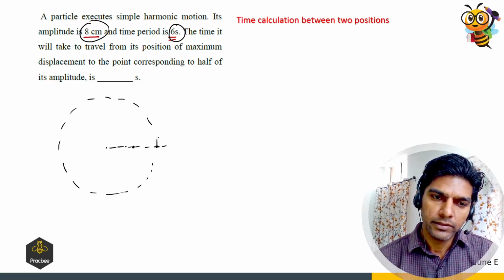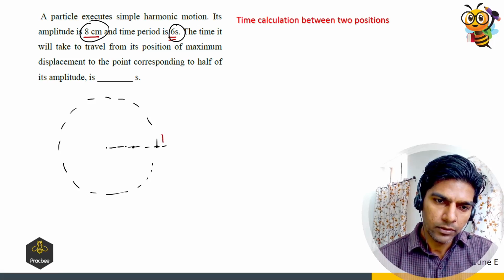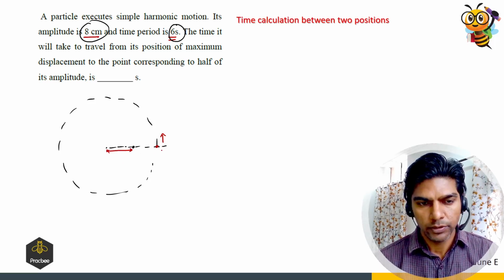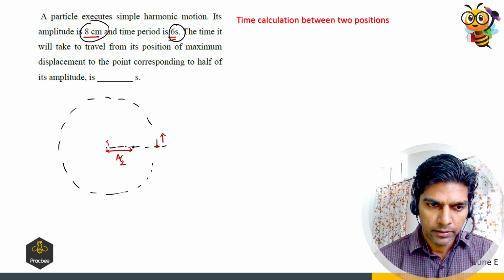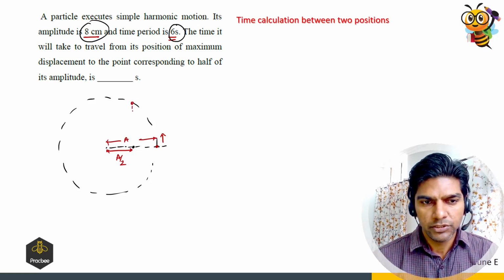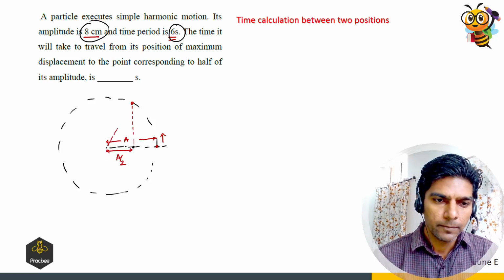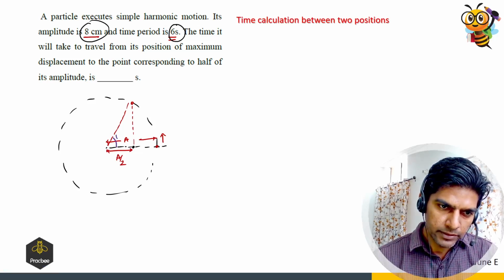And in this case, let us take the particle going in the anti-clockwise direction. So the particle starts from this point, and its projection in the x direction is simple harmonic. So this will be a by 2 and this will be a, and when the particle reaches here, the projection will be at a distance a by 2 from the center. So this is the angular displacement.